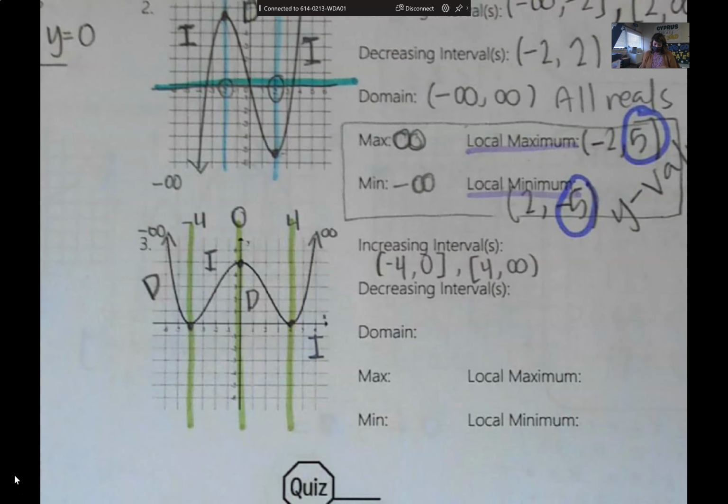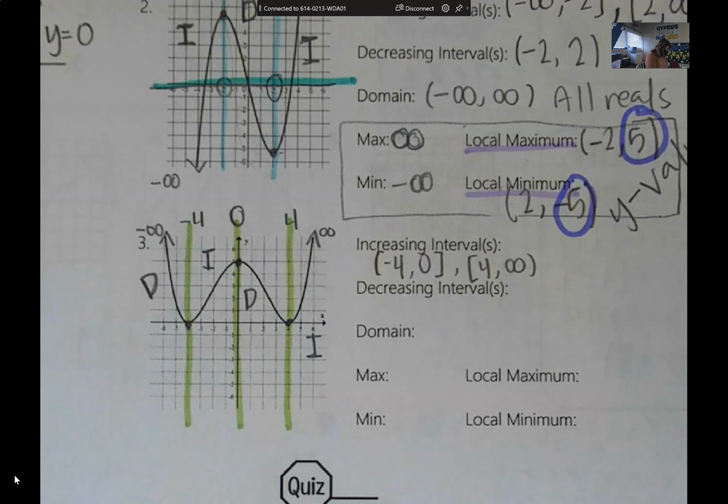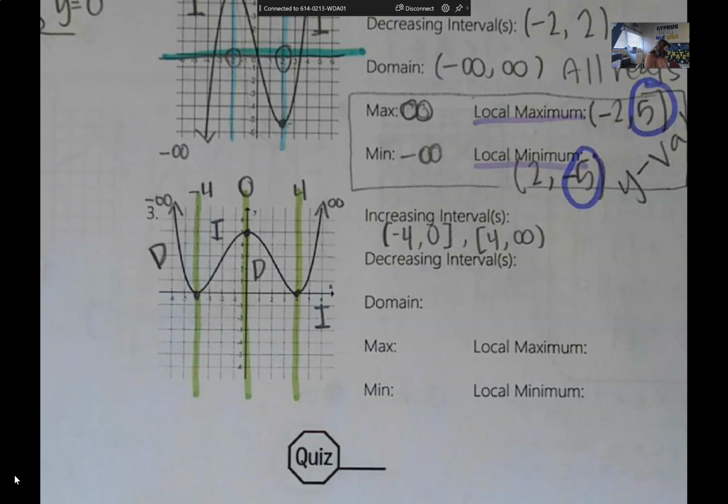Okay, so let's have you get out your whiteboard so that you can do a couple. If you're at home, be getting out your whiteboard too, class. Okay, once you have your whiteboard out, let's have you write the first decreasing interval. What is the first decreasing interval?